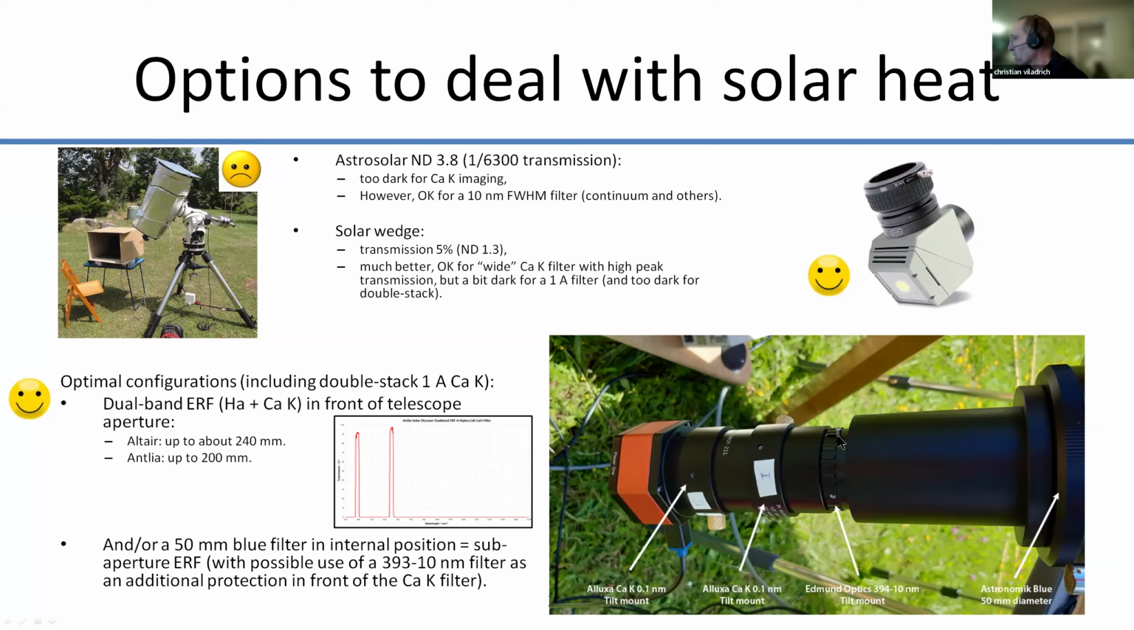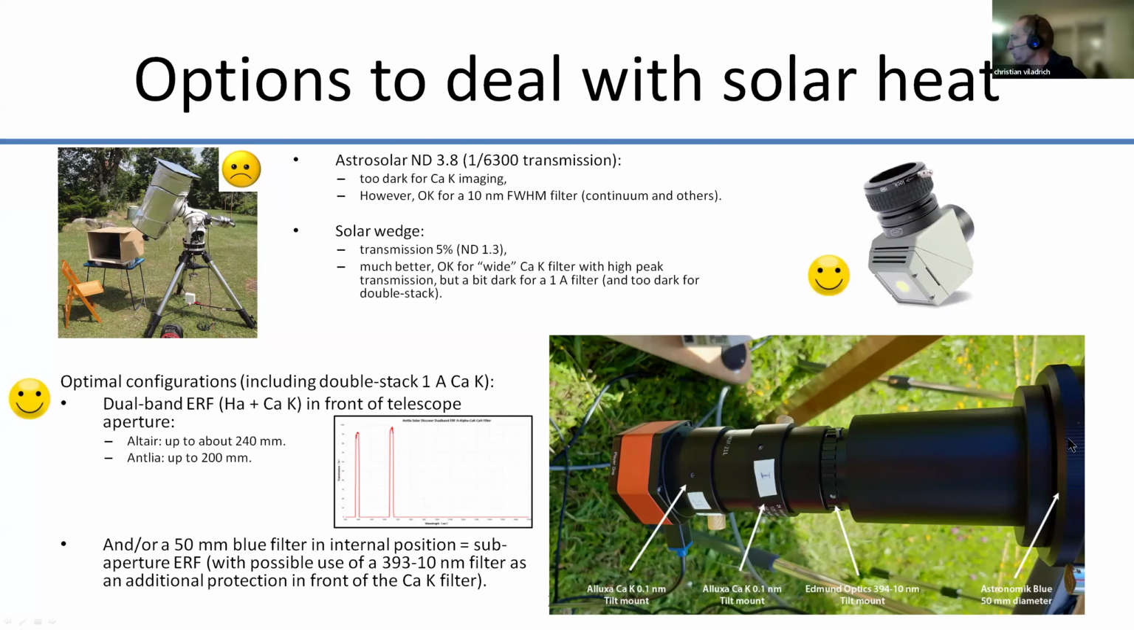This filter is on the tilt mount. But you can see maybe the level here. It is completely tilted. So this is a way to avoid reflection between filters. The reflection is going away. And then these two filters, calcium K filters, they are tuned by using the rotating knob. And I will go back to this later on.